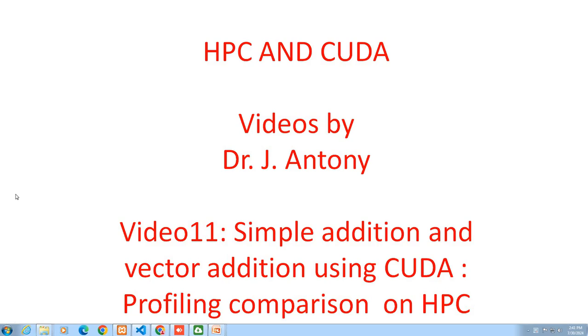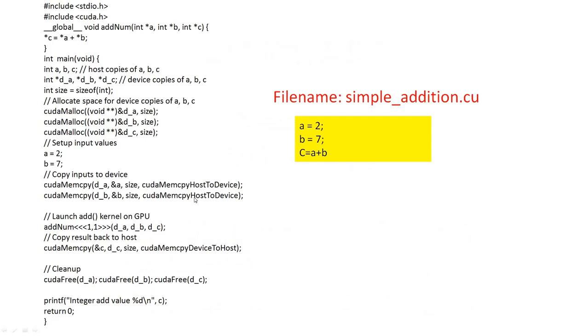So you can see in this screen, this is going to be doing a simple addition. A is equal to 2, B is equal to 7, C has to be 9. So you know the process. This has been already discussed. The kernel is launched, and the add_num function has got 3 variables A, B, C. They are passed as memory units.